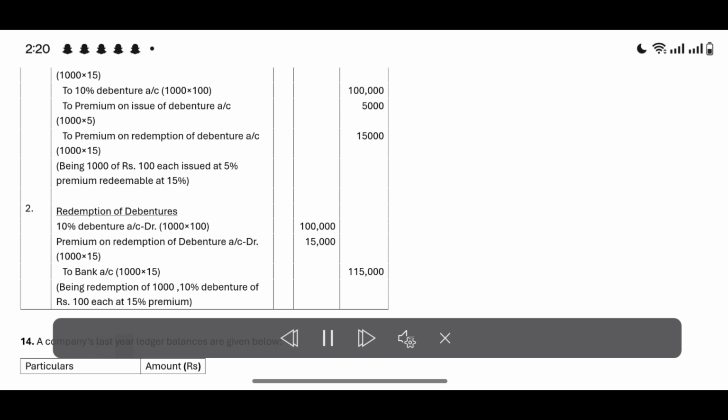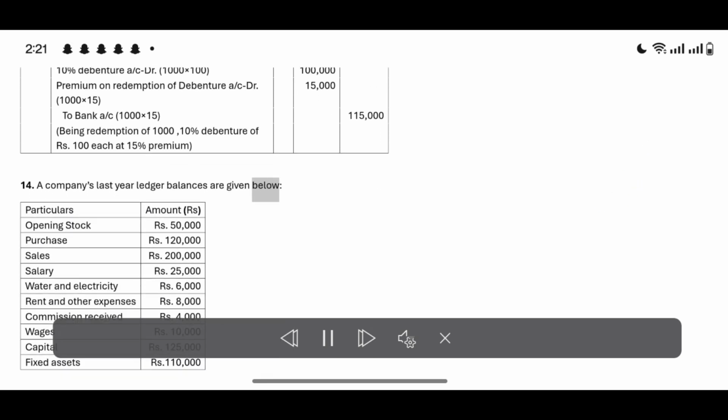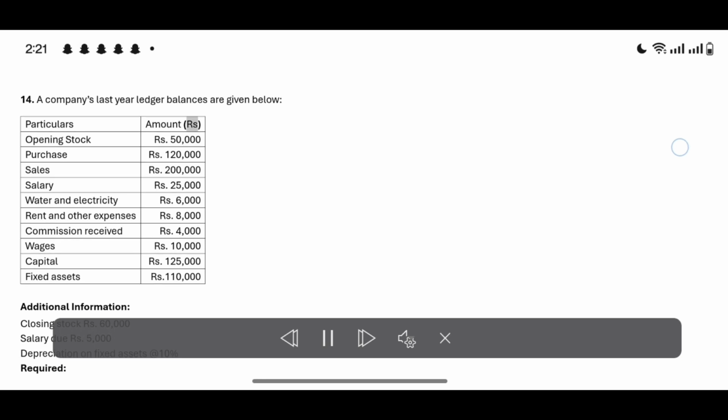14. A company's last year ledger balances are given below. Particulars, amount in Rs. Opening stock, 50,000 rupees. Purchase, 120,000 rupees. Sales, 200,000 rupees. Salary, 25,000 rupees. Water and electricity, 6,000 rupees. Rent and other expenses, 8,000 rupees. Commission received, 4,000 rupees. Wages, 10,000 rupees.